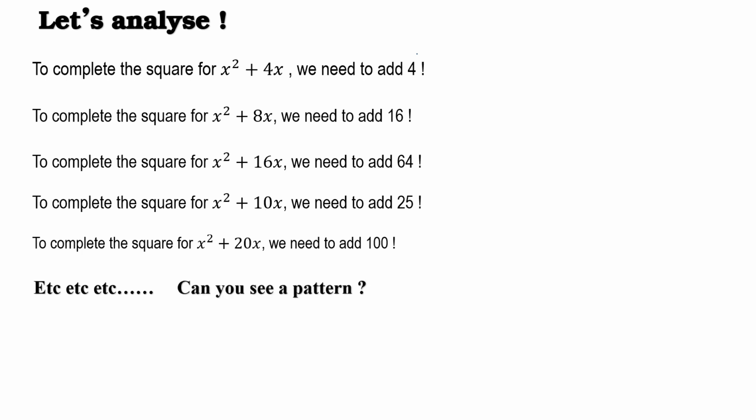So the question is, can you see a pattern? How do you manage to get this number 4 here? Or this number 16 here? Or this 64 here? Right, so if you observe it carefully, to get 4, you actually go to the x term, take the number in front of the x term, divide it by 2, and you square it.